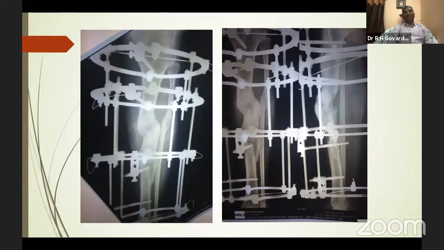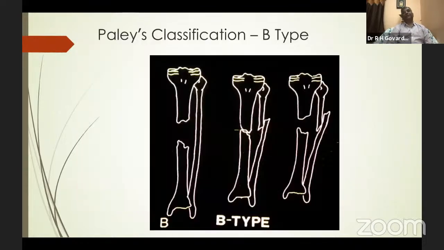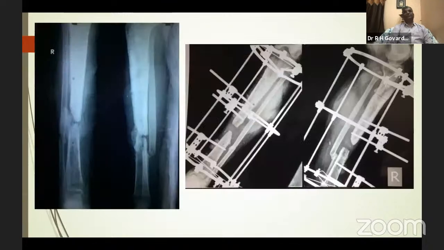The end of the story: the deformity is corrected, you have got very nice bone formation, and that is his limb after the healing of the fracture. In fact, he had a similar type of problem on the opposite side for which he had the ring fixation. Now we will go to the B type of Paley's classification and we'll see some examples.